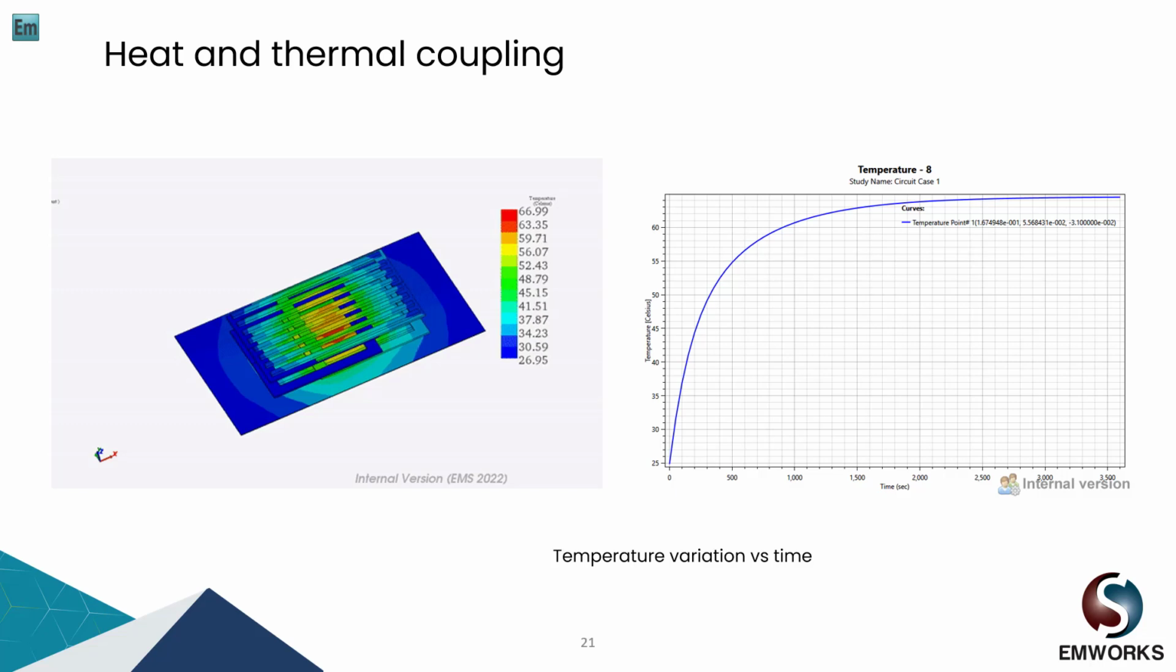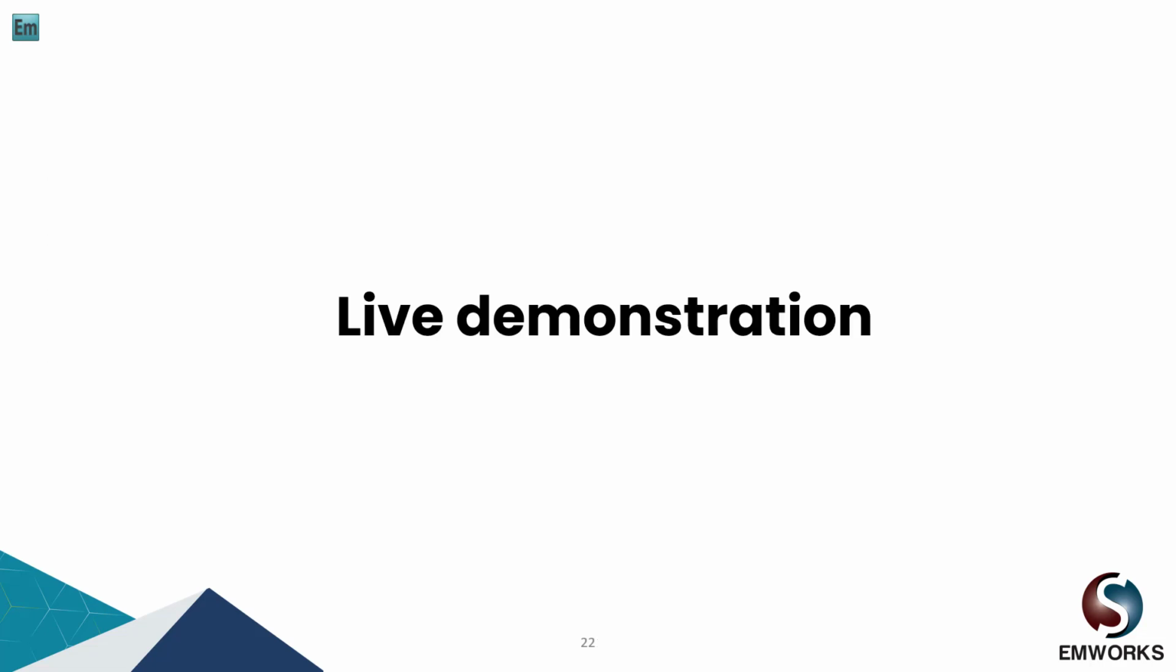The left animation shows the temperature variation versus time. We ran a transient thermal analysis, so we can see the temperature versus time. The right side figure shows a 2D plot of the temperature versus time at a specific point. Now we are going to a live demonstration.